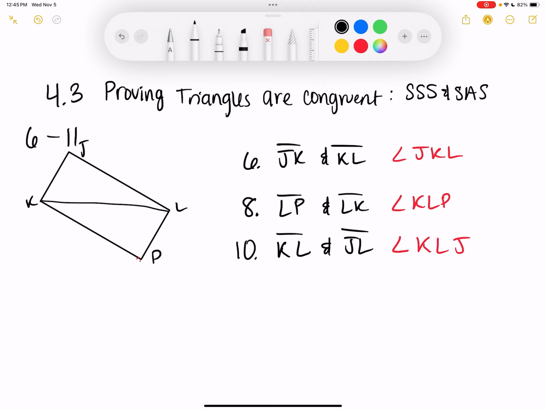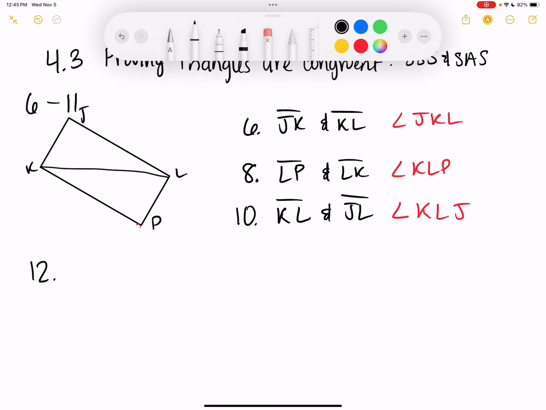All right, the next chunk of problems, they say to decide whether enough information is given to prove that the triangles are congruent. If there is enough information, state the congruence postulate that you would use. So basically, side, side, side, or side angle side. Those are the only ones that you know right now. So 12, they give you essentially a big triangle, but then it's cut in half like this. This is T, W, V, U. And these are the markings that they give us.